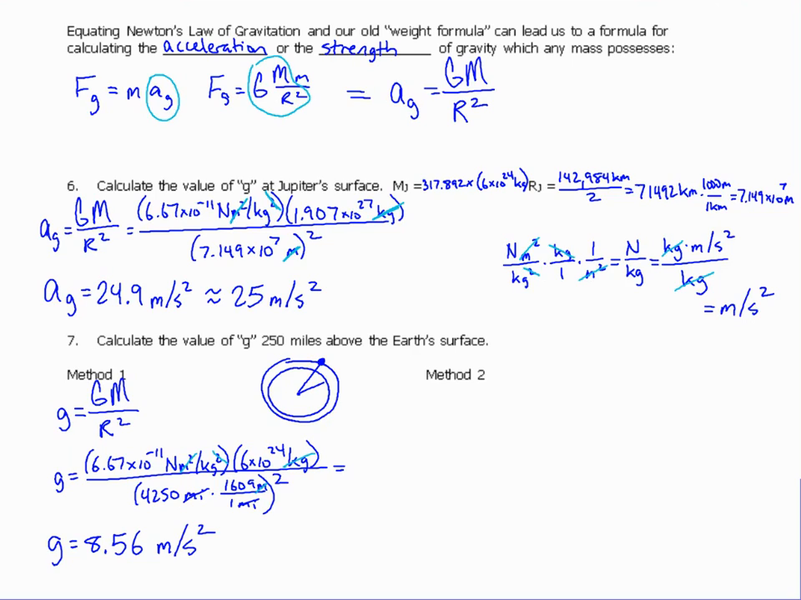Method 2, a little bit different. So here is the original value for g that we have, 9.8 meters per second squared. And then we have this ratio of the radii. So the original radius, 4,000, and the new radius, 4,250. And we have to square this quantity. Remember, because it's 1 over r squared. And you'll get the same number here, or at least close, 8.68 meters per second squared.